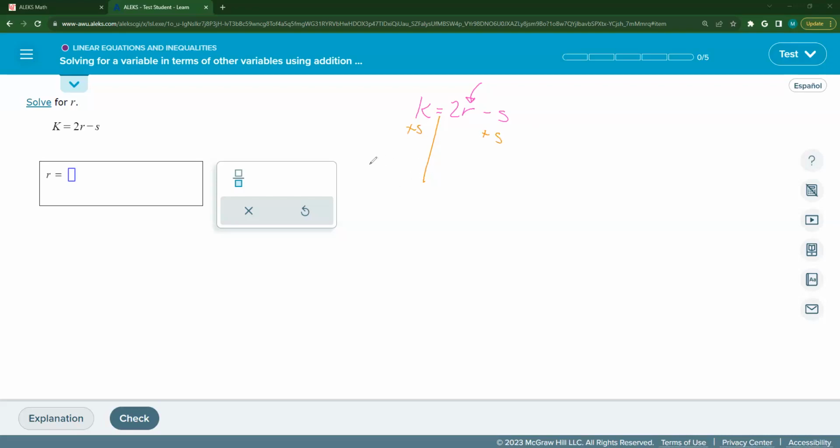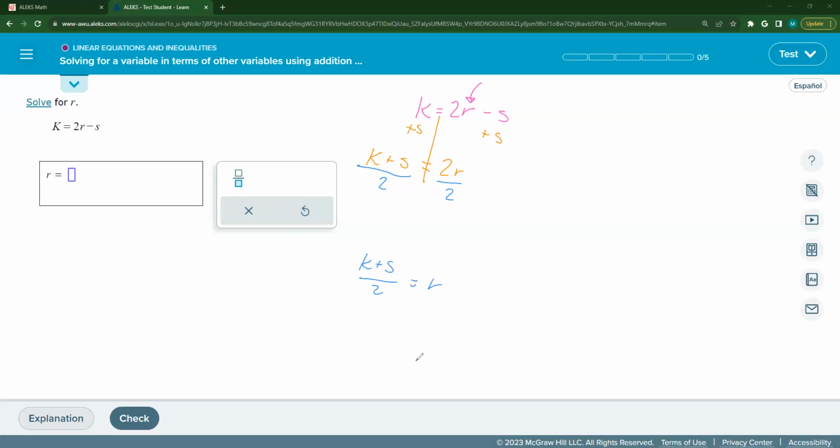Now, these problems can look much uglier than they started out with. So we're just going to do k plus s. I can't add them together and they're not like terms, but I'm trying to get the r alone. I don't really care what it looks like at the end. It might be messy. And then now I have to get rid of the 2, so I'm going to divide both sides by 2, and I divide everything on the other side by 2. So I have k plus s over 2 equals r.